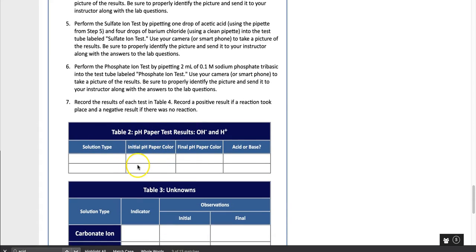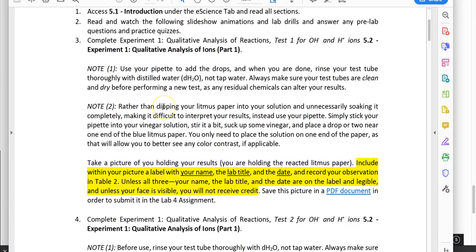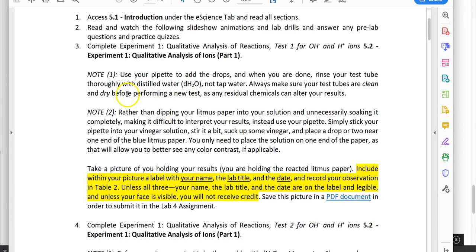Now, there are some tips and hints. I'm going to come back here real quick to the APUS instructions. Again, use the pipette to add the drops, and when you're done, you're going to rinse the test tube with distilled water, not tap water. It talks about making sure your test tubes are clean and dry before you do anything else, and that's because you could get false results. Even our tap water has stuff in it, has ions.